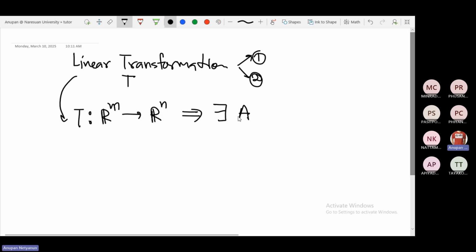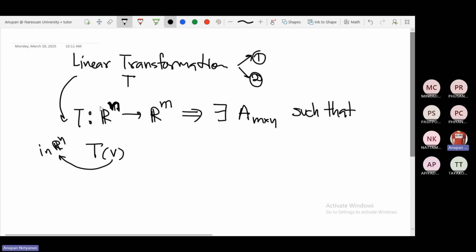So, sorry, Rn to Rm. So there exists a matrix M by N such that if you apply your T to a vector V, where V is in Rn, it's the same as you multiply matrix A to V.